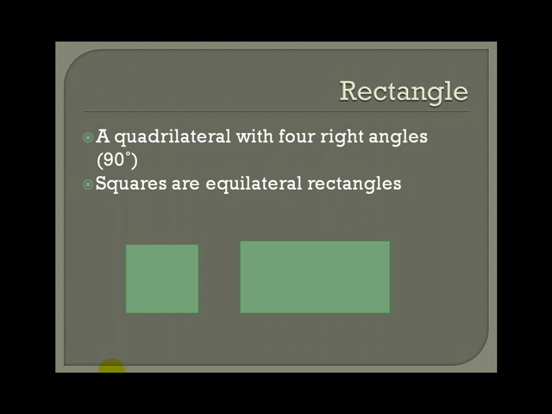Rectangles are quadrilaterals with 4 right angles. Count them: 1, 2, 3, 4 right angles. Squares are equilateral, so all the sides are exactly the same. Of course, all the angles are the same because they're all 90 degrees. So squares are rectangles. But rectangles are not necessarily squares. This is a rectangle and a square. This is just a rectangle. Got it? Good.